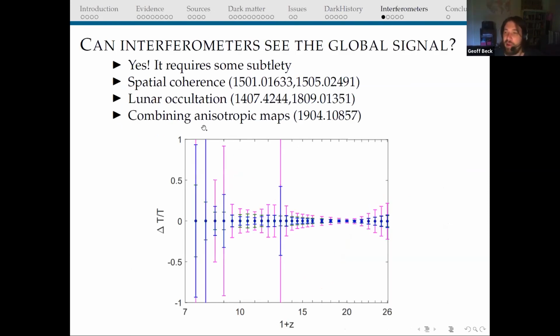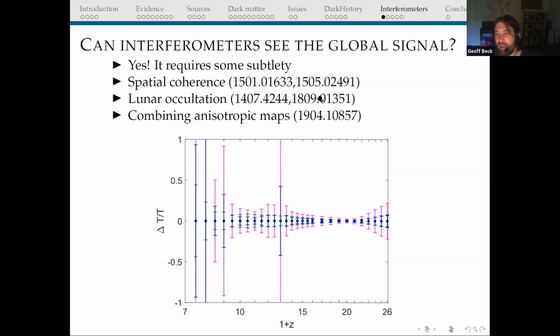We have to move on to the question of, can an interferometer see the global signal? The answer is yes, in fact, but it requires some subtleties. Okay, there are some options, and various papers here that I'm putting up on these slides have looked at various ways you can do this. So there are some tricks involving the spatial coherence of your electric fields, and other tricks that involve lunar occultation, so using the moon to induce a spatial difference on your otherwise homogeneous 21 centimeter sky, and using this as a trick to observe it.